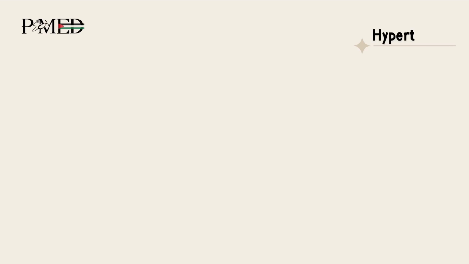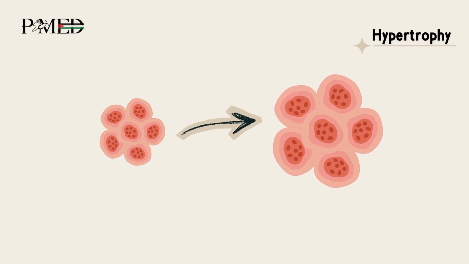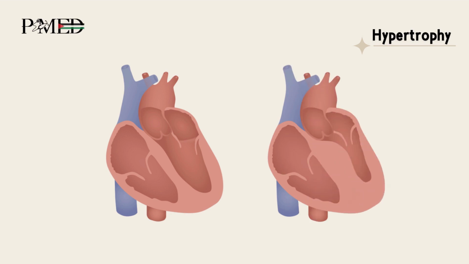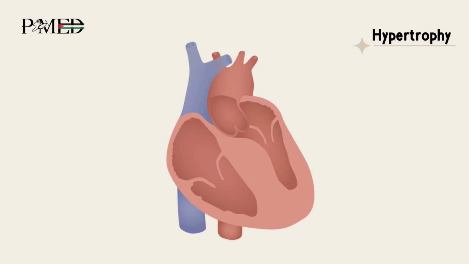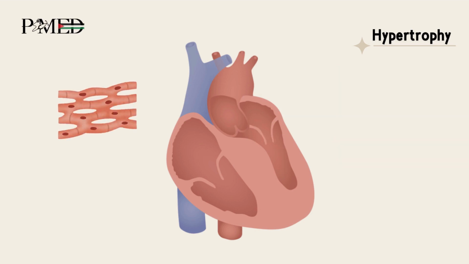Let's start with hypertrophy. Hypertrophy is an increase in cell size, typically in tissues that cannot divide. A classic clinical example is left ventricular hypertrophy in chronic hypertension. Over time, the heart is forced to pump against higher pressure, so the muscle fibers become thicker.